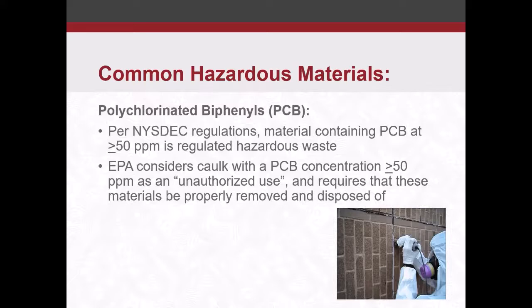PCBs, polychlorinated biphenyls, are another common hazardous material you could have in a building, especially in caulk materials. If you sample those and determine that you have greater than or equal to 50 parts per million, it is considered an unauthorized use and would require removal and remediation. So whenever you have PCB containing caulk in your survey and your design, that would require removal.